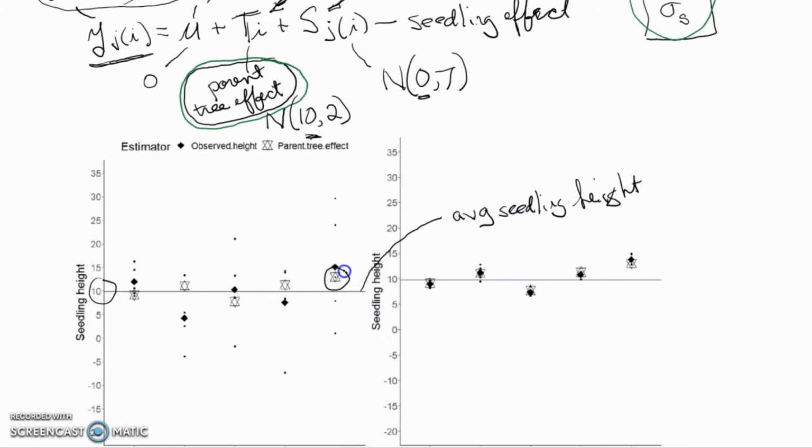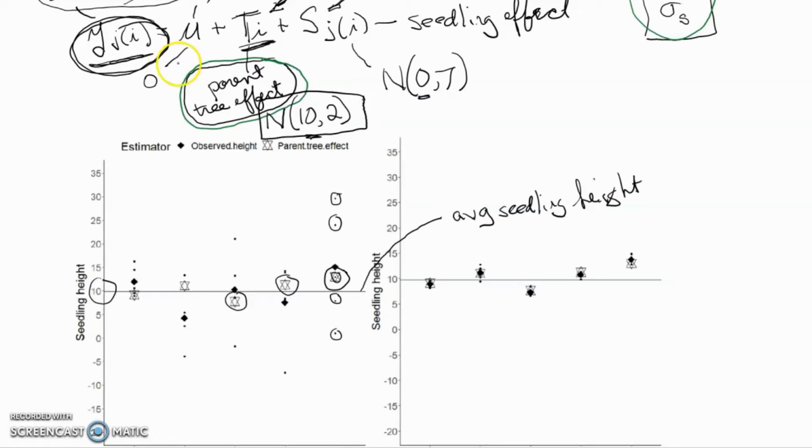These stars of David, these are the tree effects. So you've got 5 values that were obtained at random from a normal distribution with mean 10 and standard deviation 2. These little black dots, each one of these little black dots, there's 5 of them per parent tree, these are the measured values of the seedling heights, so the observed values of the seedling heights.